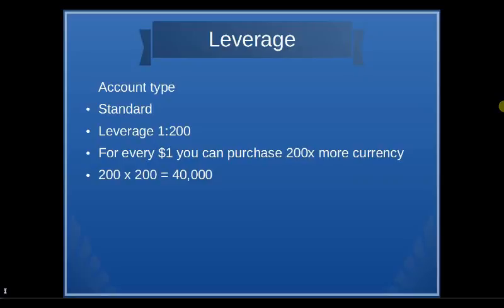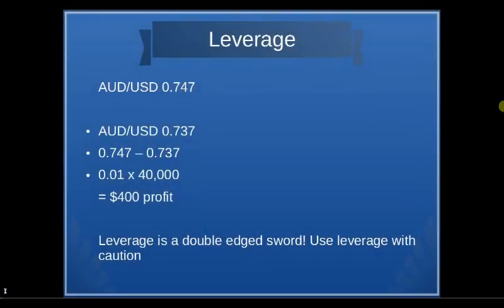Let's see how leverage affects a trade. Australian dollar US dollar is currently at 0.747. So I sell the Australian dollar to the US dollar at 0.747. My target is 0.737. So how much do I get? 0.01. Multiply that by how much? My leverage, which is 40,000. So this is how we actually at Currency Academy calculate profits, and we'll actually show you how.